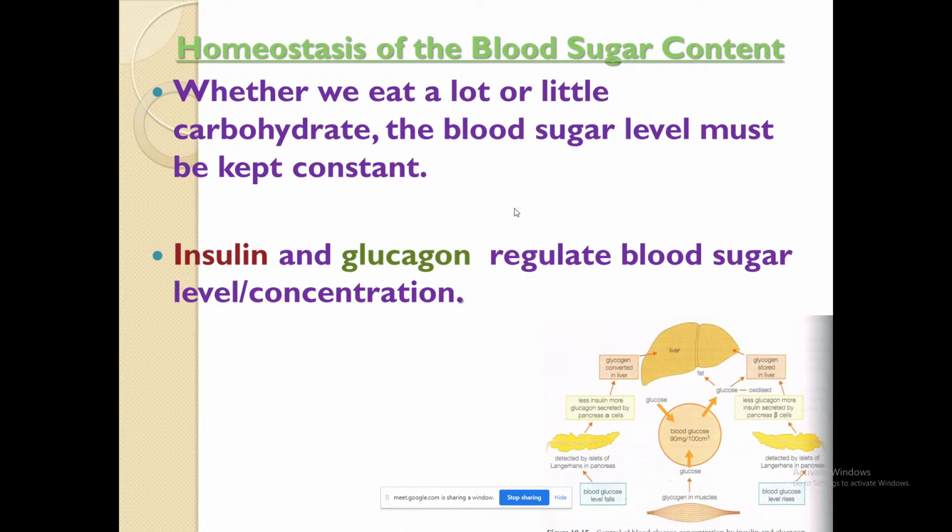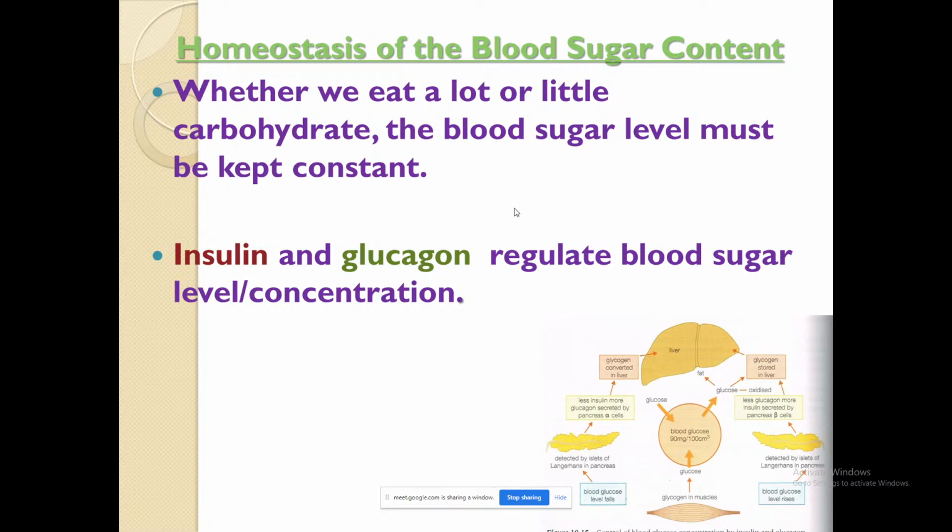Right, so whether we eat a lot or a little carbohydrate, the blood sugar level must be kept constant. The fact that they said the blood sugar level must be kept constant simply means that at any given moment there should be a particular amount of sugar circulating in the blood.